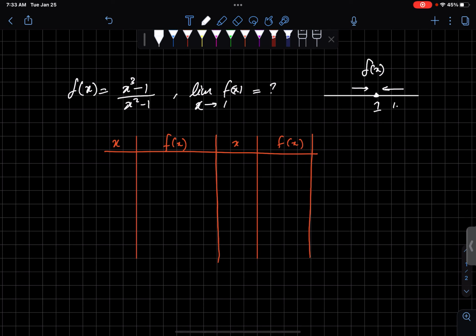Okay, so numbers to the right of 1 are like 1.001, 1.002, etc. We can get arbitrarily close, right? We can get closer and closer, because these are real numbers. And numbers below 1 would be something like 0.991, 0.990. So we're going to get closer and closer to 1.